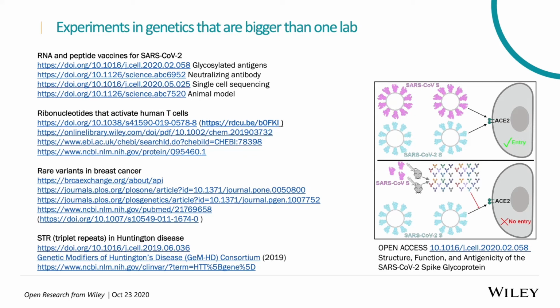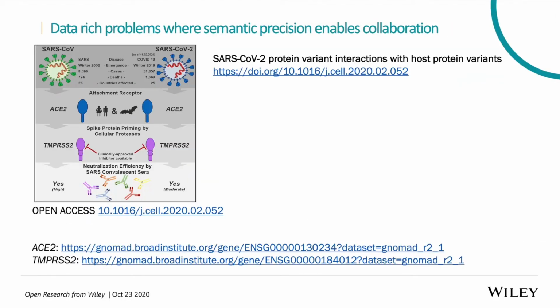I think all of these would enable an entire community to work on the same objects and to build knowledge in a much more interoperable way than we currently do. Again, relevant to today, I think another paper from Cell illustrates where semantic precision can enable collaboration. And this is where variants in the SARS spike protein interact differently with host protein variants in the receptor and the processing molecule protease TMPRSS2.